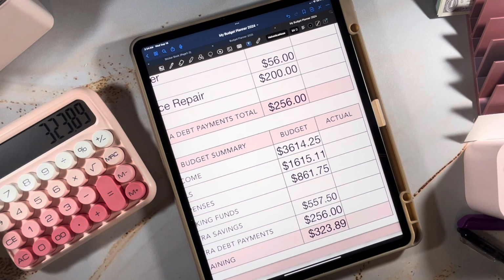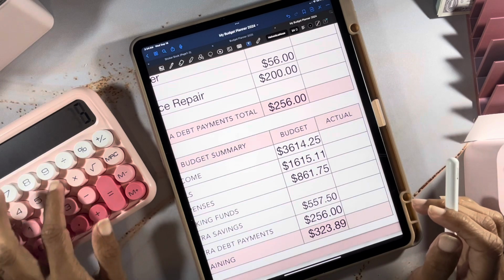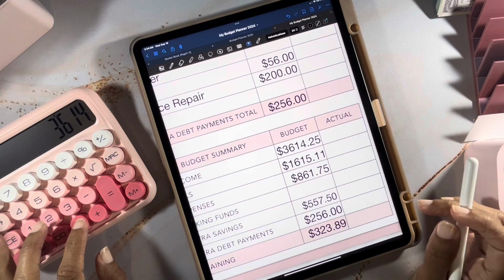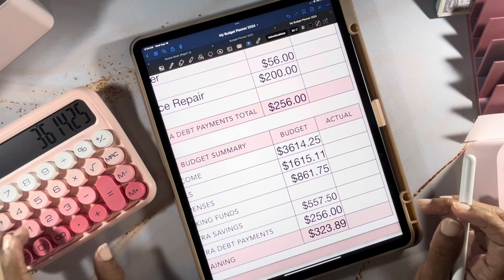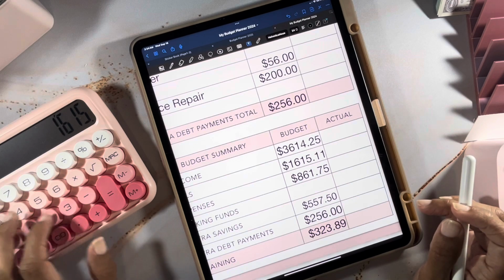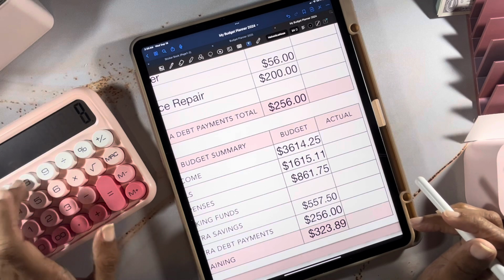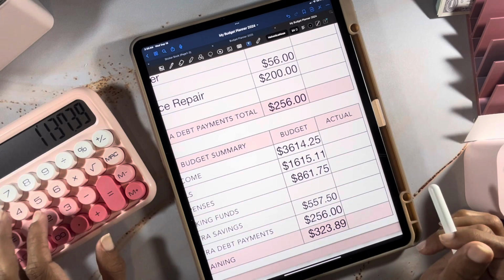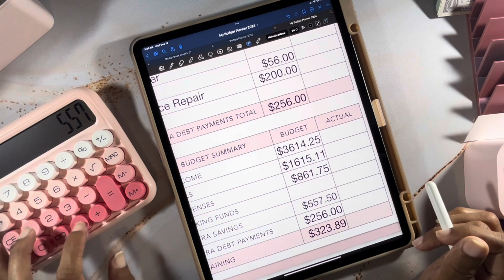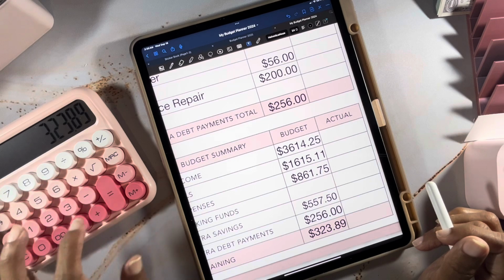Wow. Okay, let me do that again. Let me try that one more time, because I just want to make sure that it's correct. So 3614.25 minus 1615.11 minus 861.75 minus 557.50 minus 256.